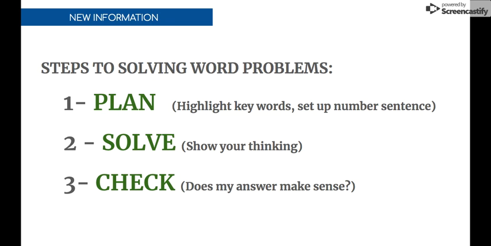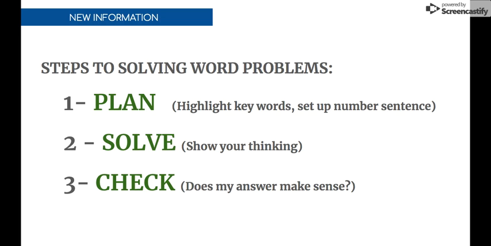So the steps to solving a word problem, we talk about the 3 steps. The first is to plan. And that really means just reading the word problem very carefully, highlighting keywords because those are going to be our clues as to how we're supposed to solve the problem. And starting out setting up our number sentence, making sure we're getting the correct operation in there.